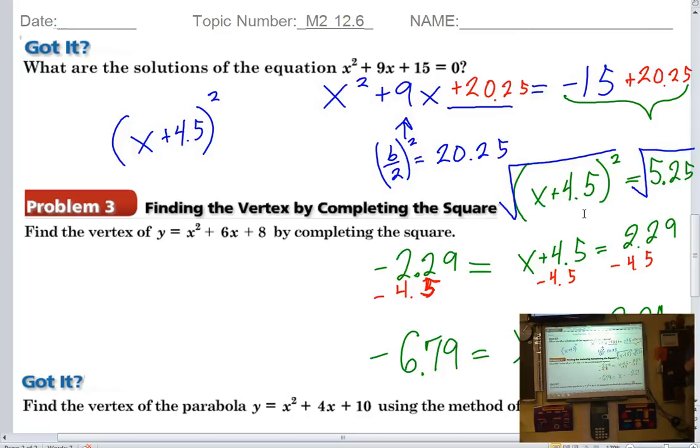Why do you add the constant to both sides? So we cannot break algebraic rules. So what we did first was subtract 15 from both sides. That took us to this equation where these didn't exist. The red did not exist yet. We just had x squared plus 9x equals negative 15.